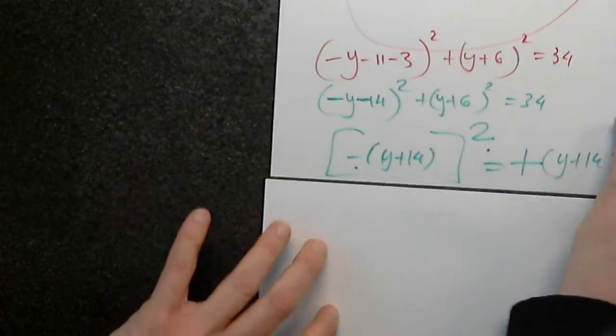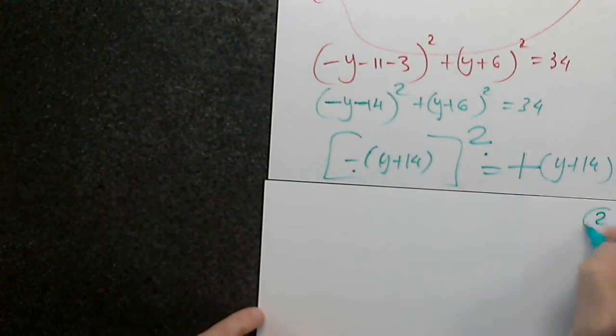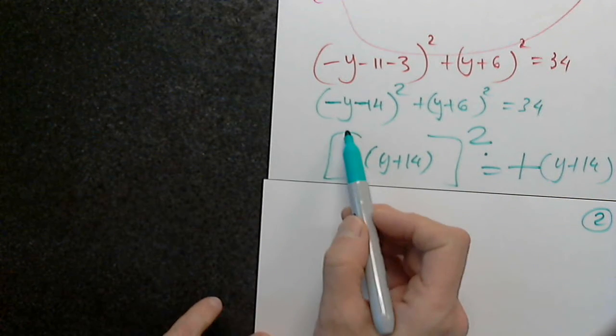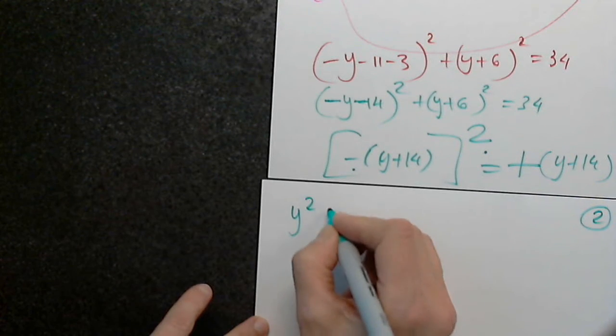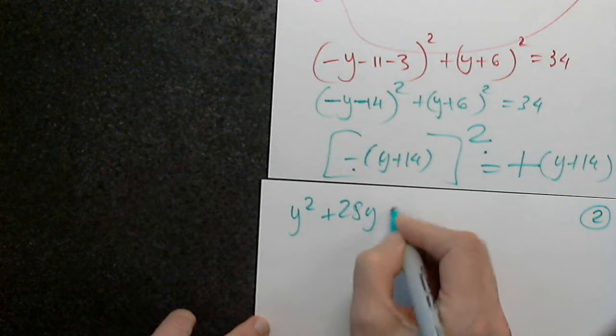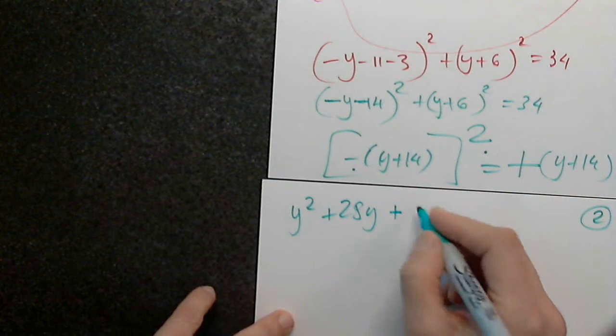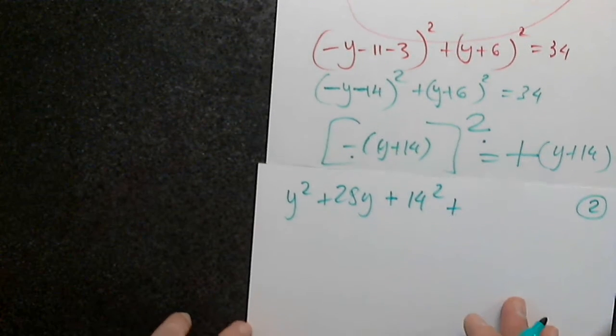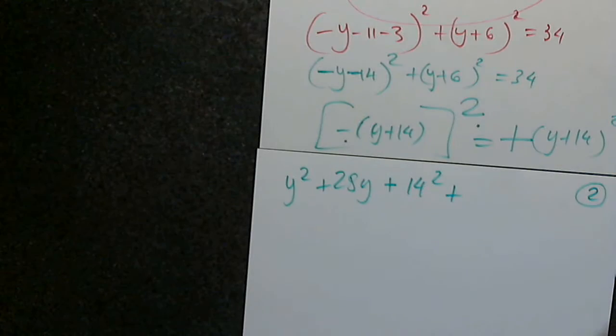how many terms do I get? 3. Awesome. First day of classes. Excellent. First term squared plus 2 times the first times the second plus 14 squared, whatever that is, plus, can anyone give us the second?